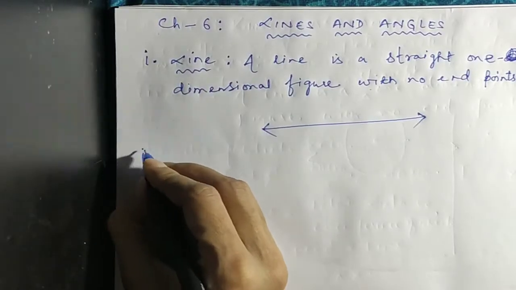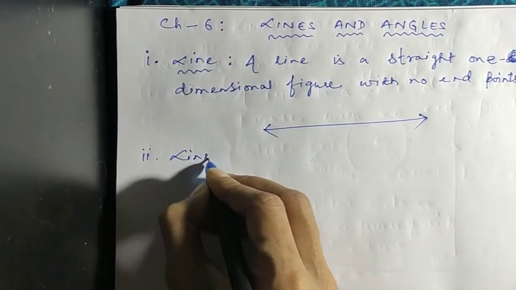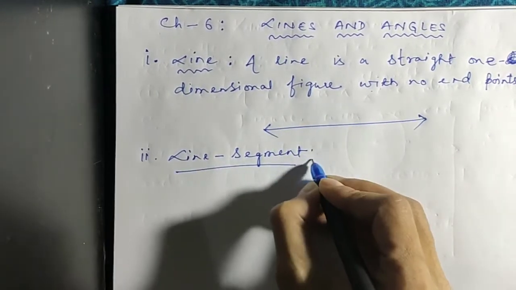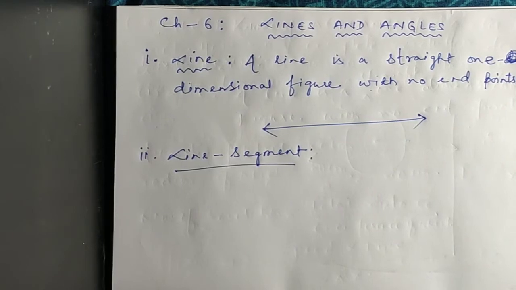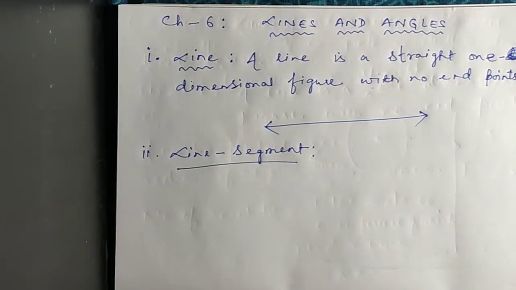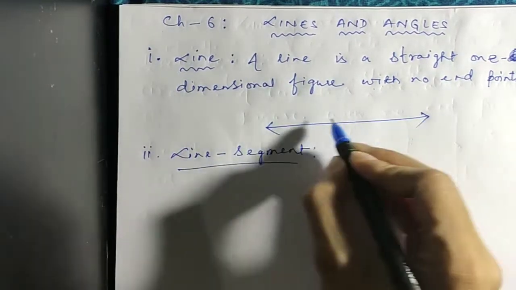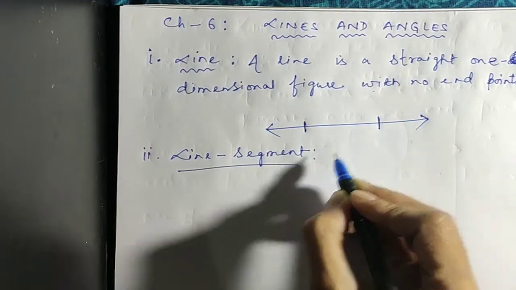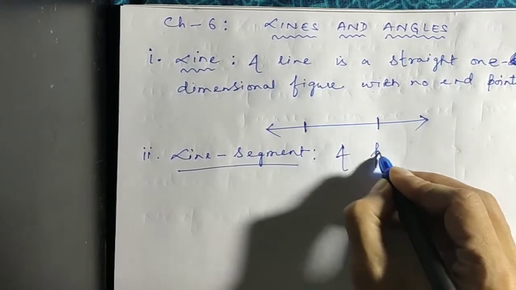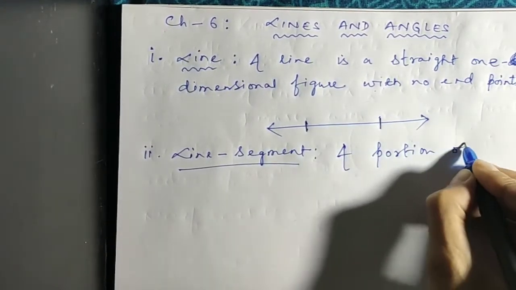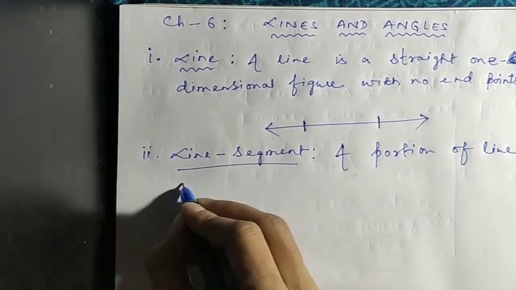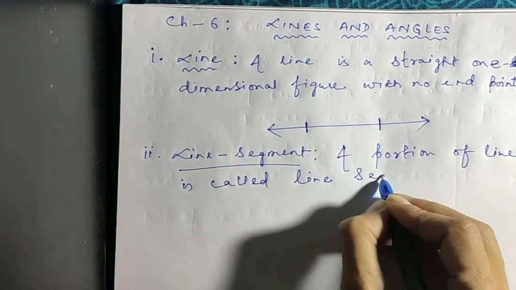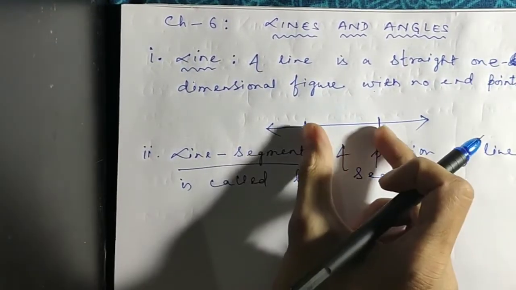Now number 2 is a line segment. What is a line segment? A line segment is a portion of a line. Now if this is the line, we will take a portion from this line. So a portion of a line is called a line segment. We have cut this much from a line, and we have taken this portion.